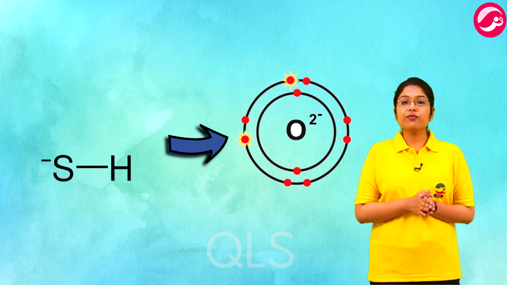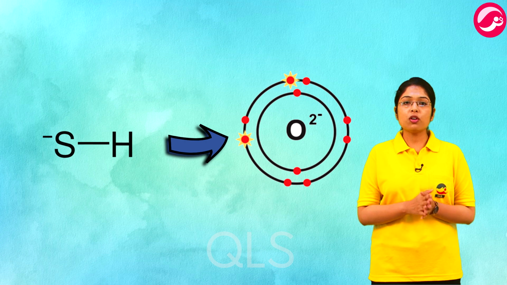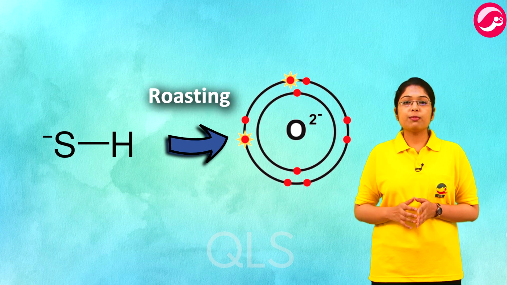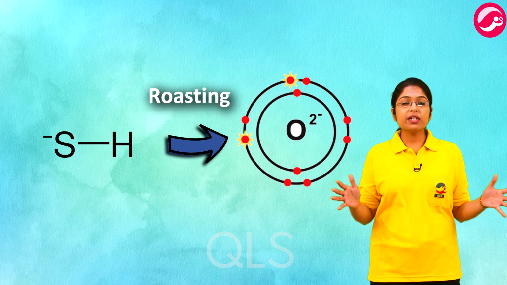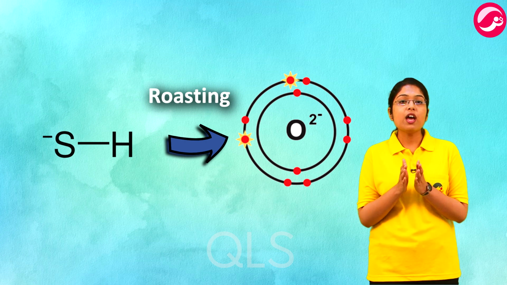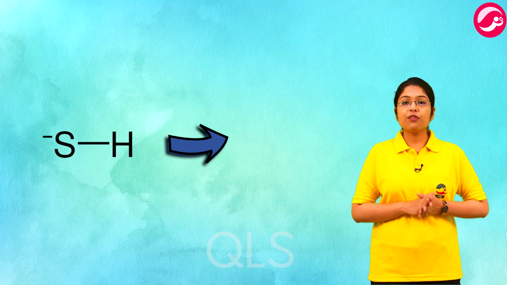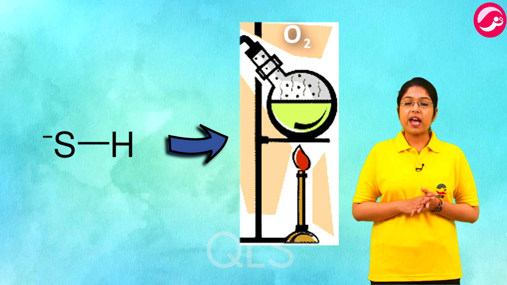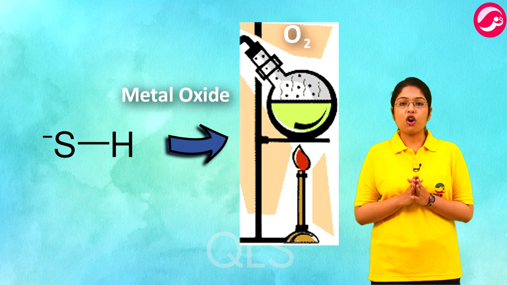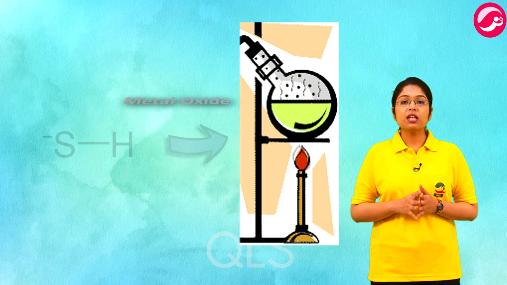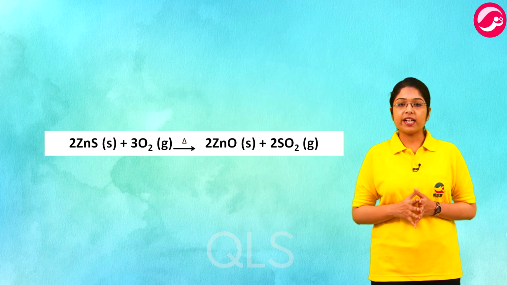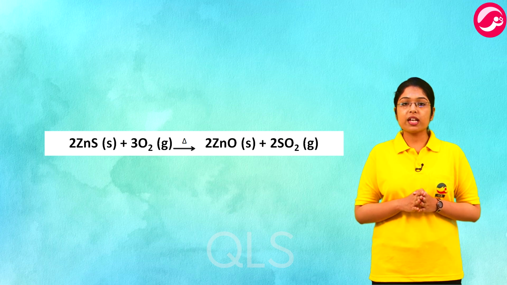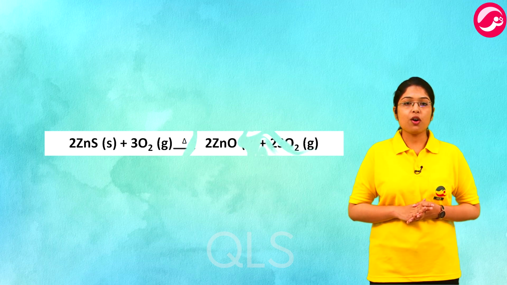The process of conversion of sulfide ores into metal oxides is known as roasting. जब हम sulfides को oxides में convert करते हैं तो हम इस process को कहते हैं roasting. Here the sulfide ores are strongly heated in presence of excess of oxygen, and as a result the metal sulfide oxidizes into metal oxide. For example, zinc found as zinc sulfide is heated in presence of excess oxygen, which gives out zinc oxide and sulfur dioxide.